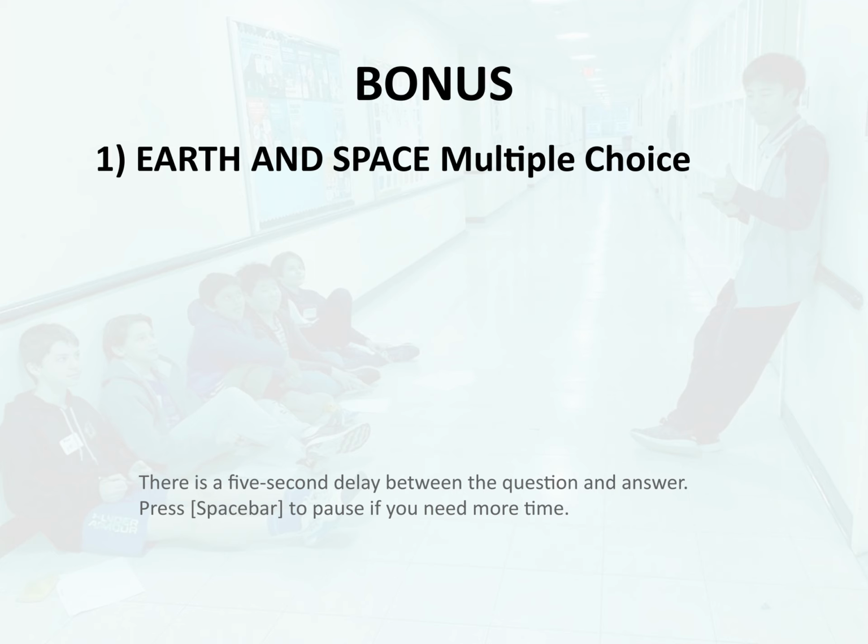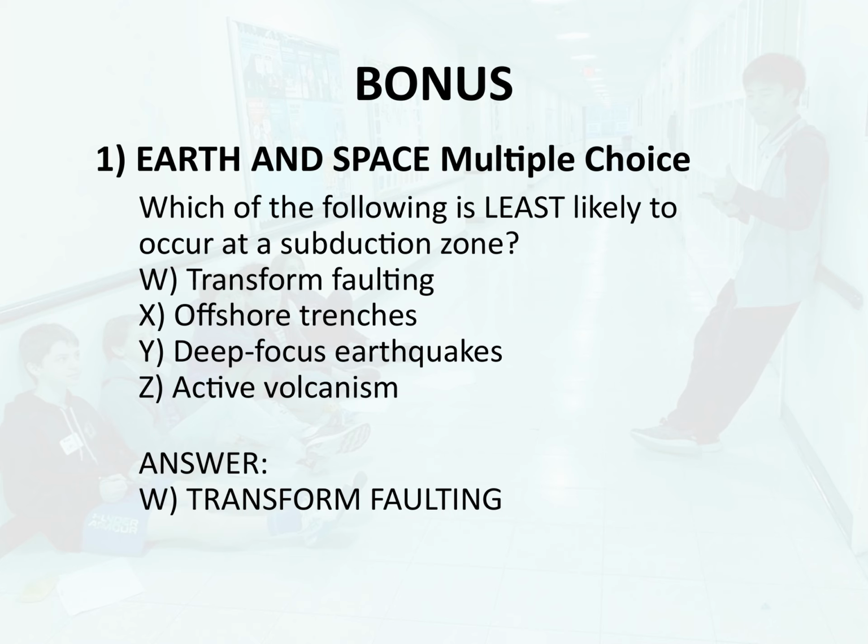Bonus 1. Earth and space multiple choice. Which of the following is least likely to occur at a subduction zone? W. Transform faulting, X. Offshore trenches, Y. Deep focus earthquakes, Z. Active volcanism. Answer. W. Transform faulting.